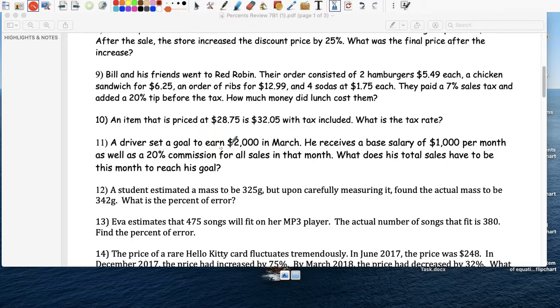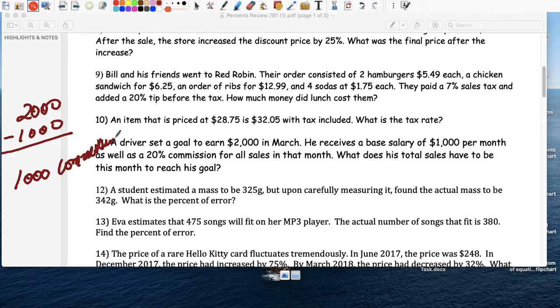A driver set a goal to earn $2,000 in March. He receives $1,000 per month, as well as 20% commission for sales that month. What does his total sales have to be to reach his goal? Well, out of the $2,000, he already makes $1,000 just by showing up. So he needs to make $1,000 in commission. He has to go out and sell whatever he's selling, and he has to make $1,000 in commission.